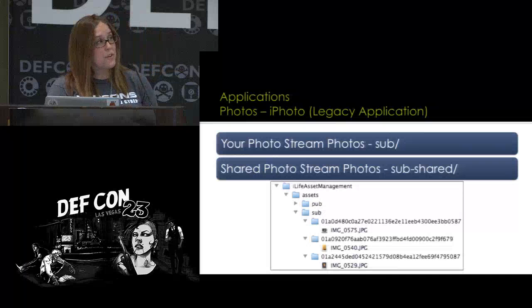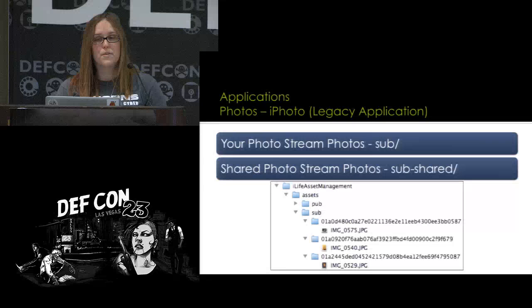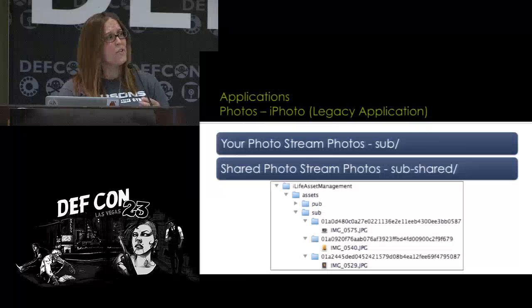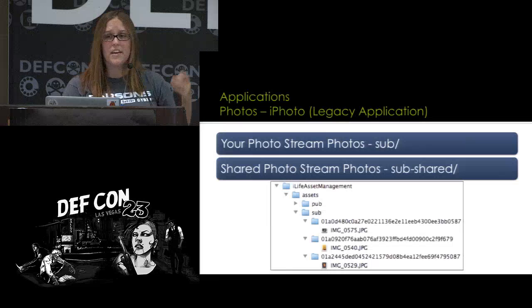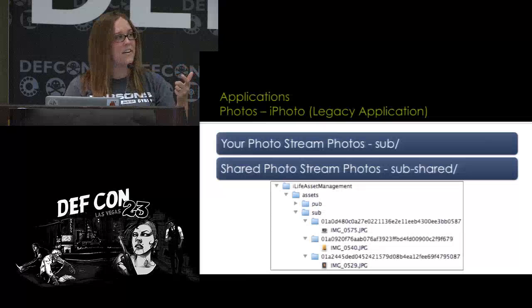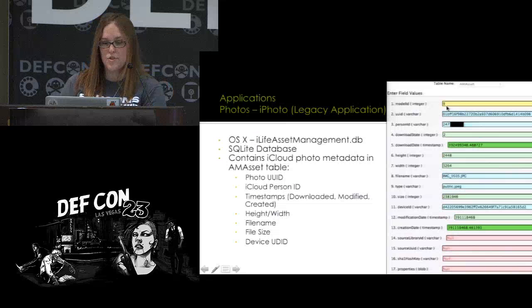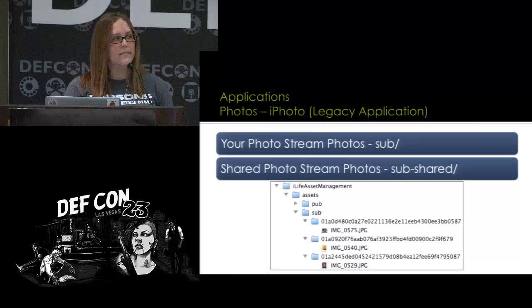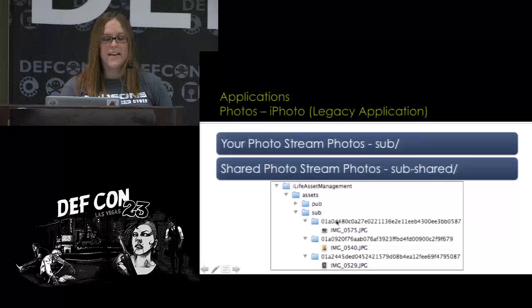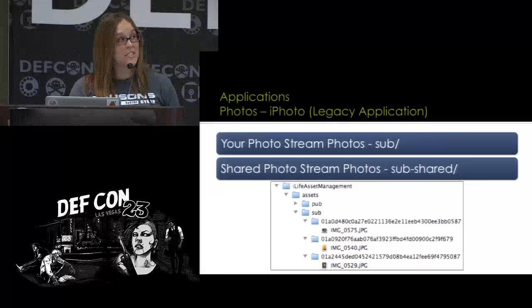You also have photo stream photos. Your photo stream photos are stored in /sub. If you have a shared album, those are going to be in /sub-shared. And each one is stored under this hash, and this is that UUID for each particular photo. So if you're looking for a particular one, you find some interesting metadata in that database, you can go find it by that UDID. Search for that file name, for that directory, and you get the photo that's particularly interesting to you.